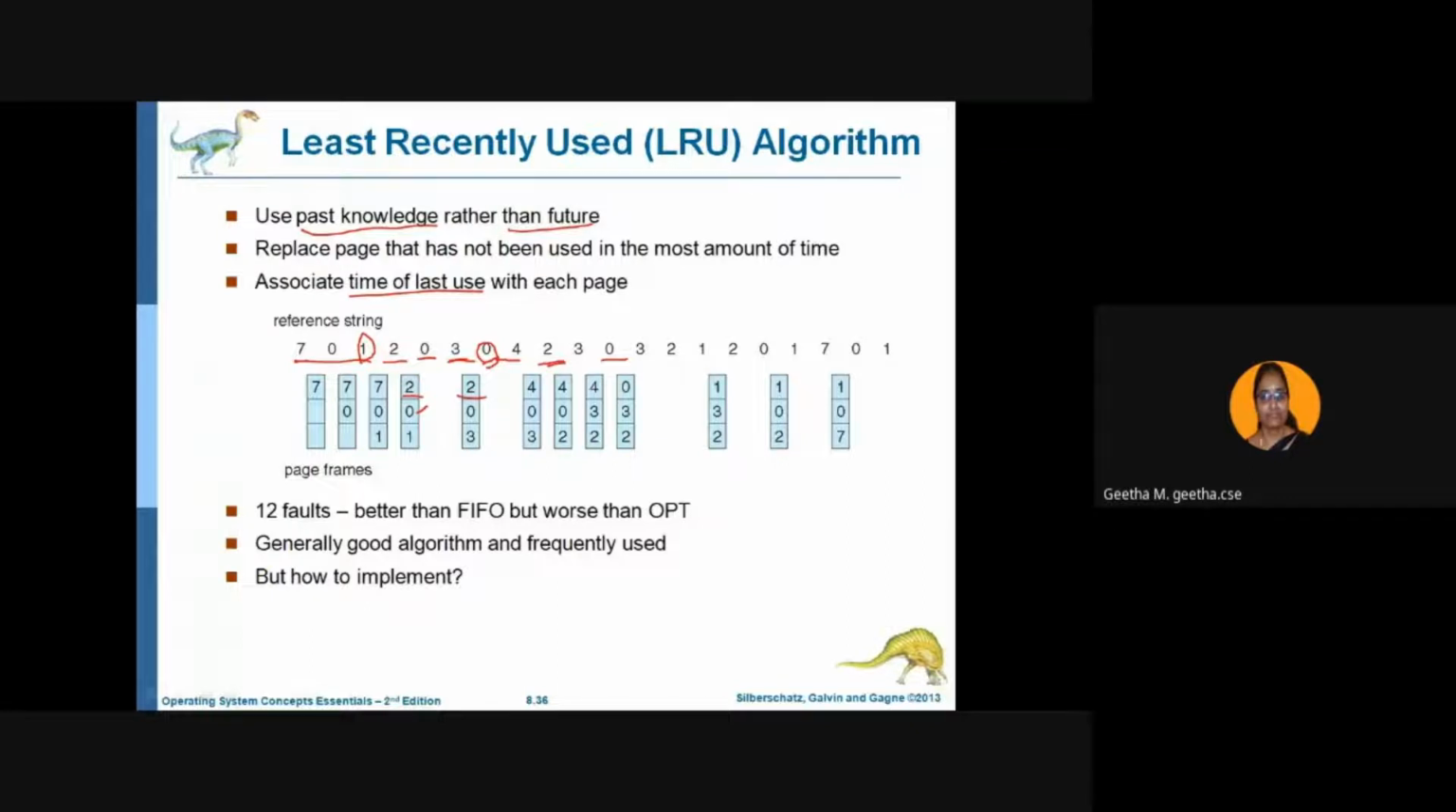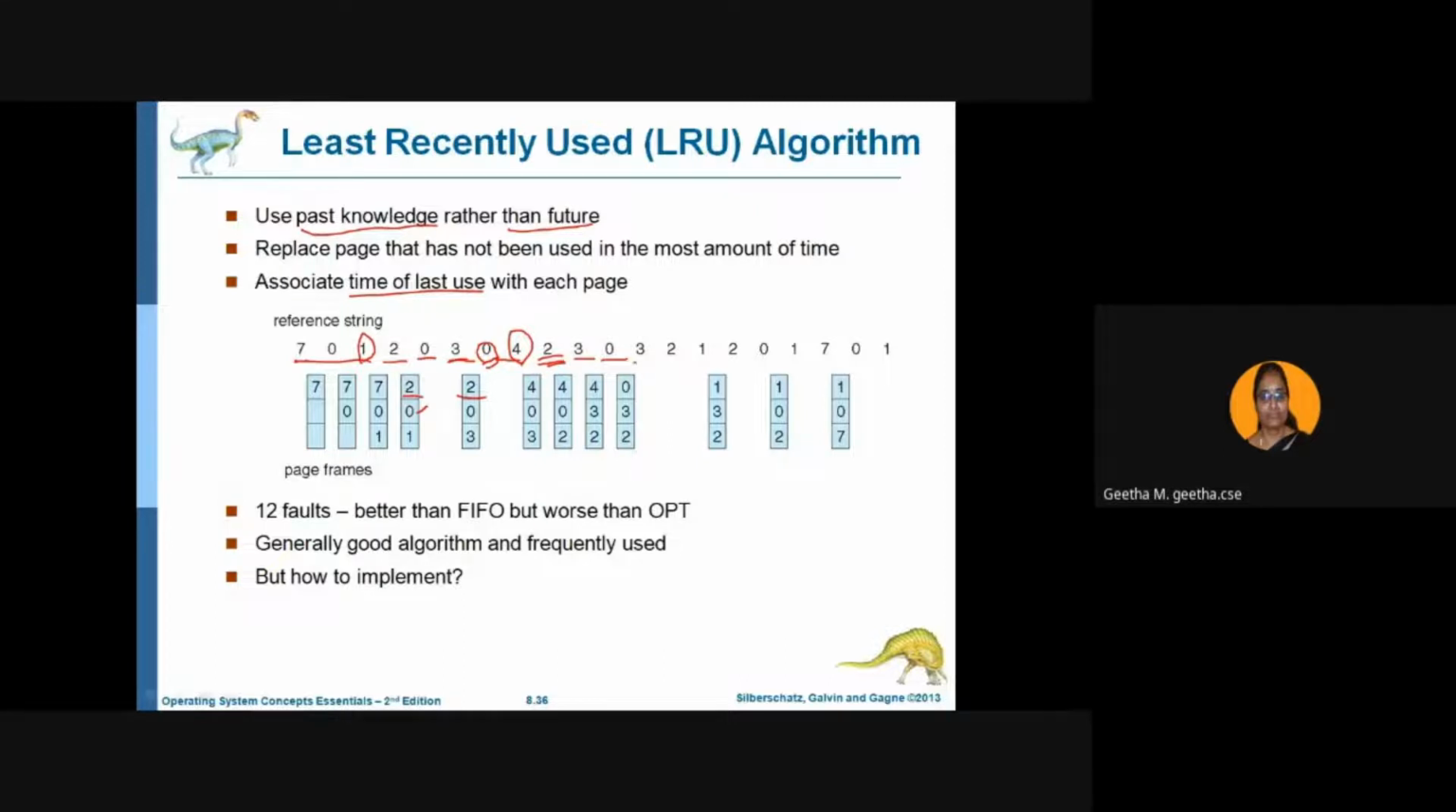Among these 3 pages, 3 has been referred recently, then before that 2, then if you consider the page 4, it is referred earlier, that is, it has not been referred for a long time. So 4 is replaced by 0. So now the pages are 0, 3 and 2.